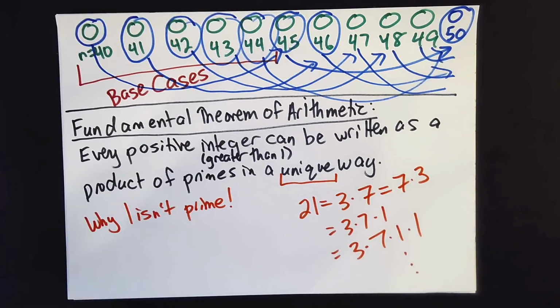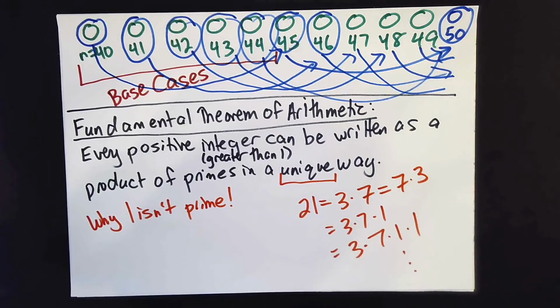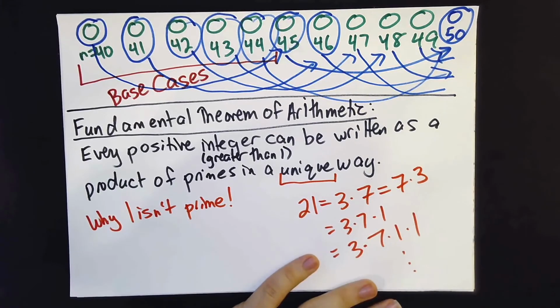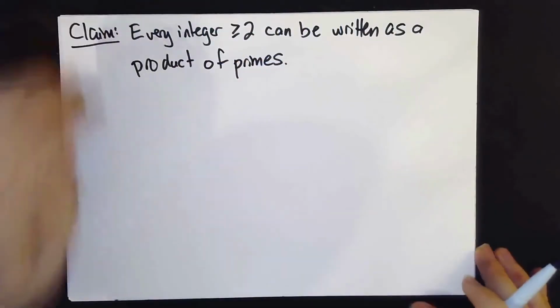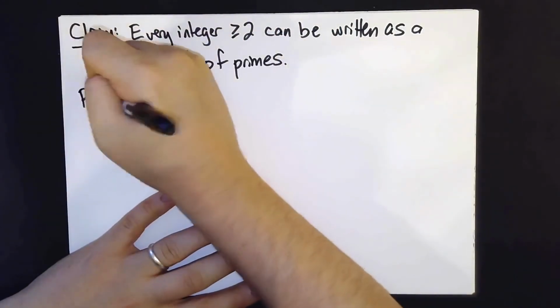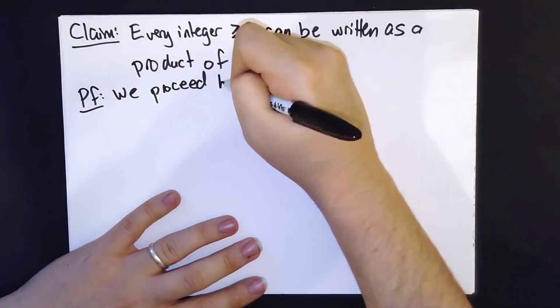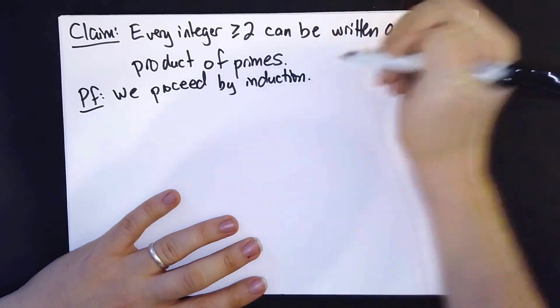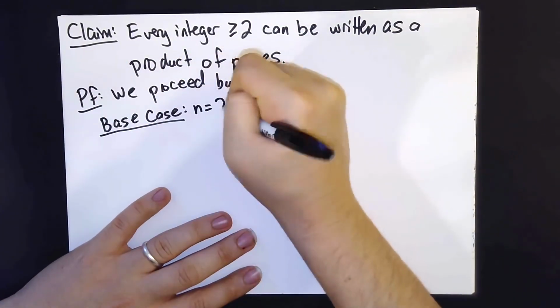Now, I'm not going to prove for you the uniqueness part. That turns out to be a little trickier. But I am going to prove for you the existence part. Namely, I'm going to prove to you that every positive integer can be written as a product of primes. And the proof here is really clever. So let me show this to you. So my base case here is just going to be n equals 2. I don't have to check anything more than that.